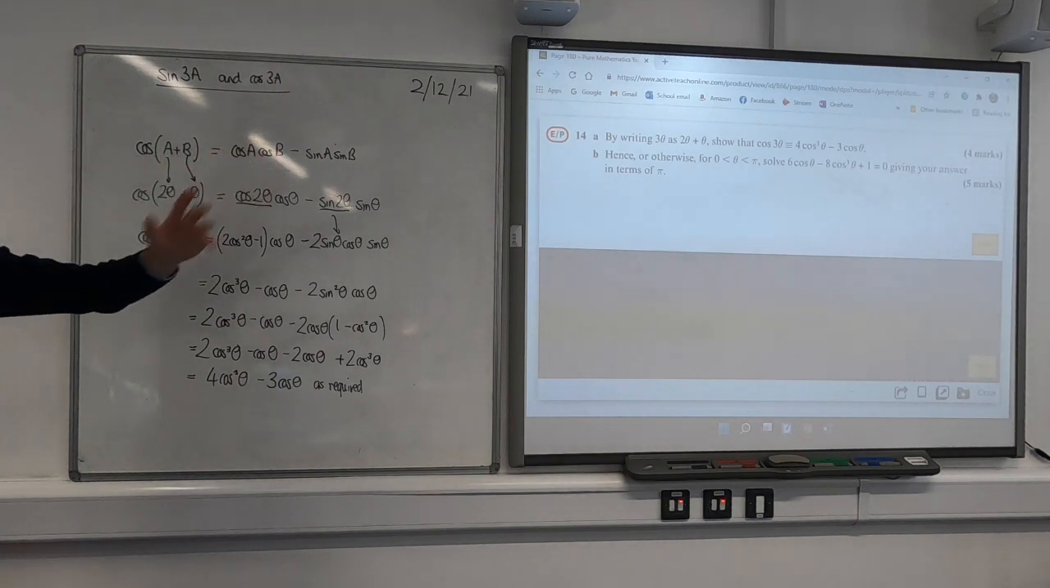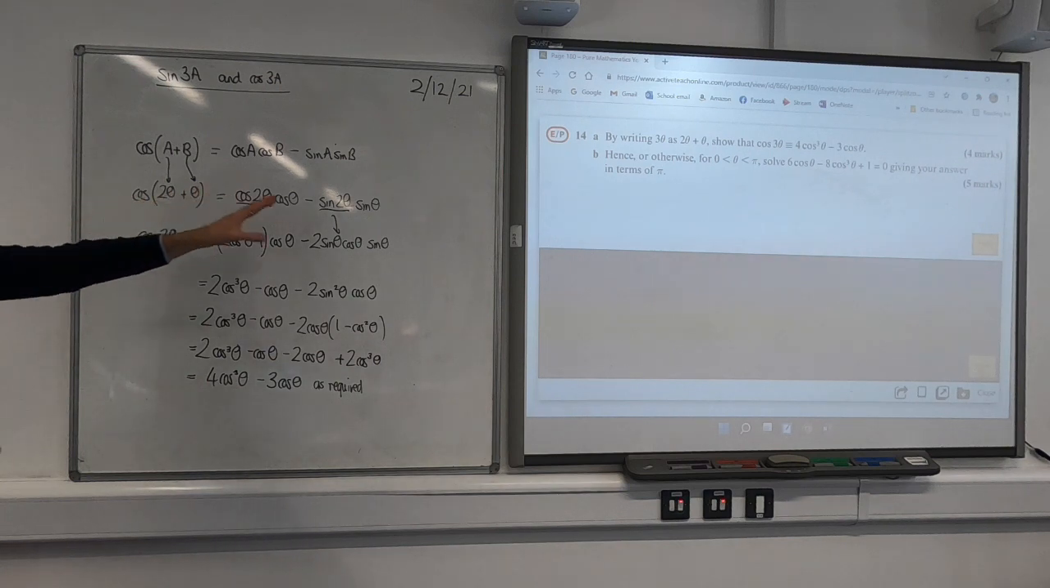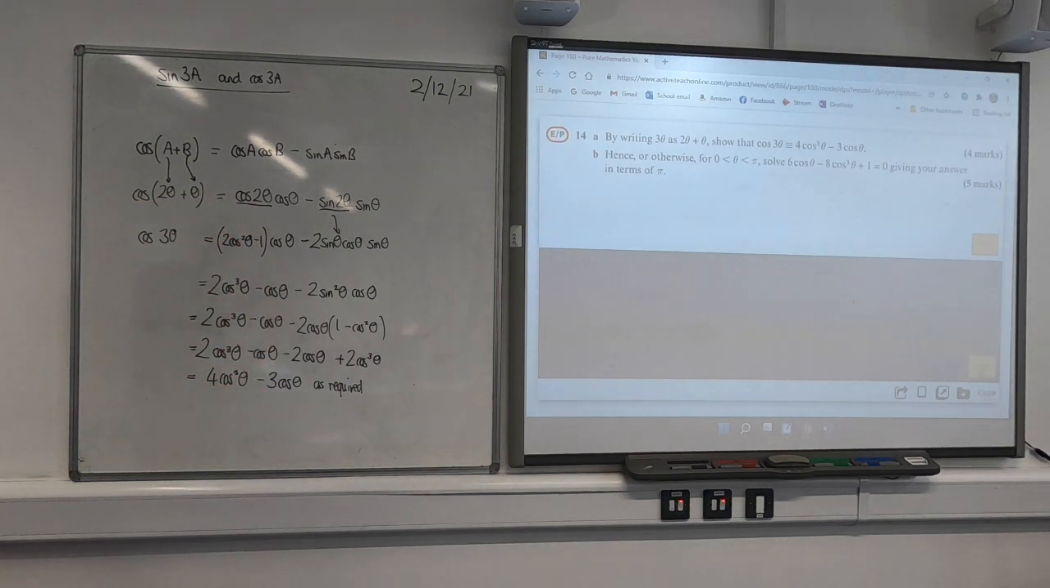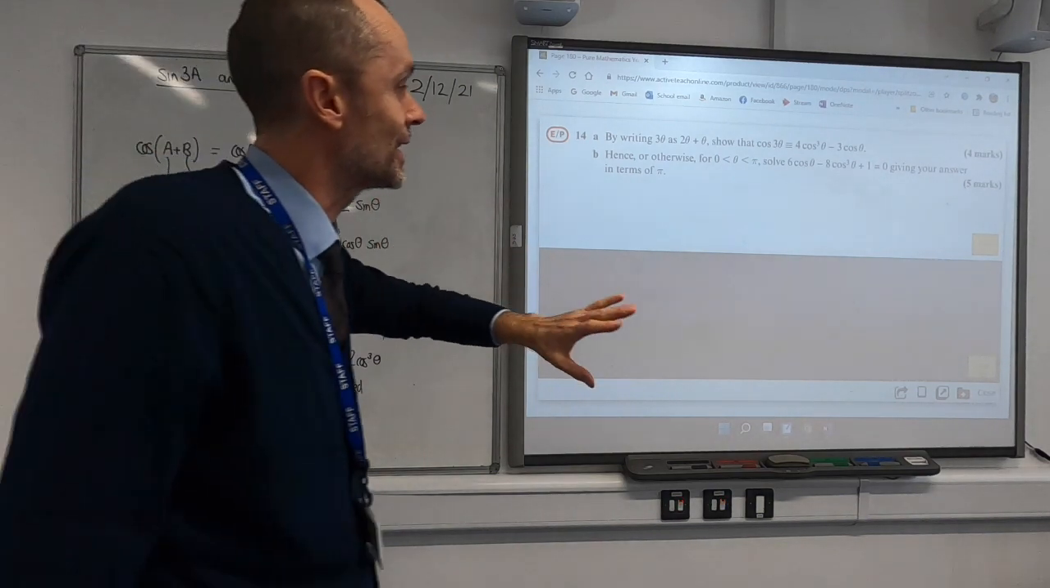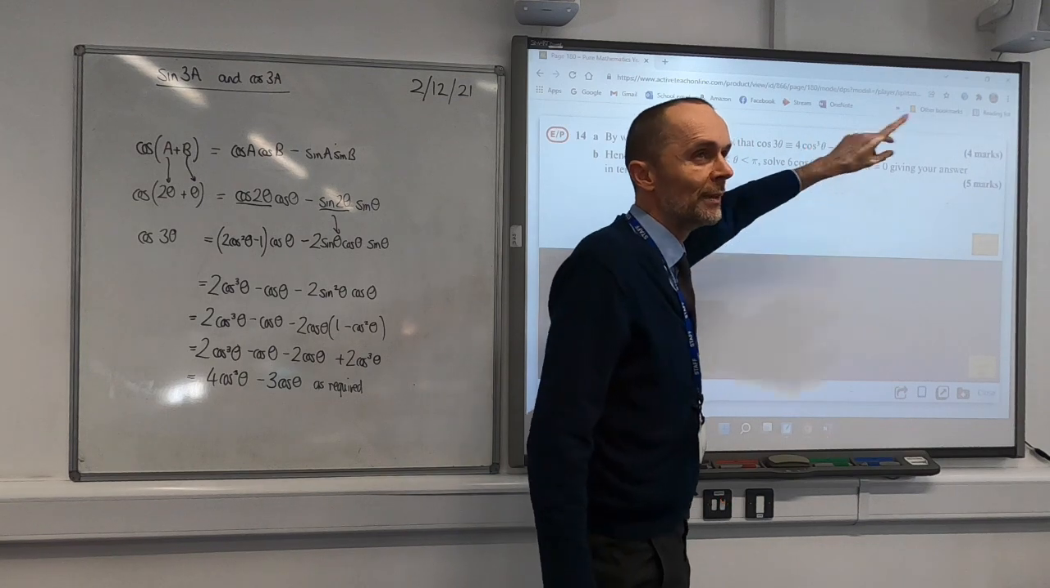You're reminding yourself about the cos A plus B expansion. You're using both double angle identities, cos 2 theta and sine 2 theta. And of course the nice thing is, and it's always been the case in questions that have cropped up, they give you what you're aiming for.